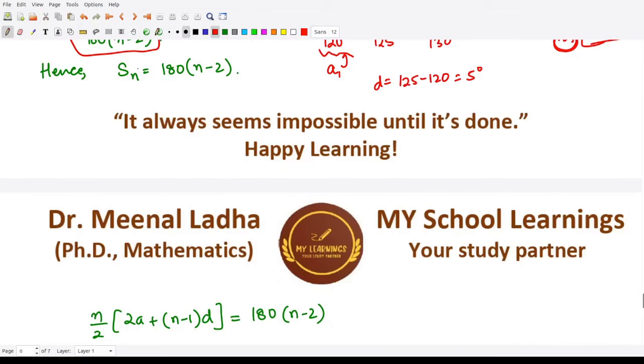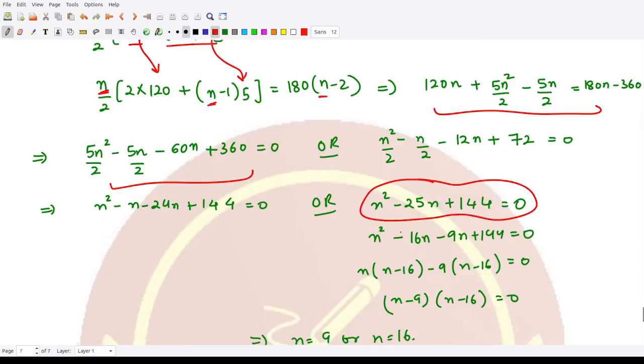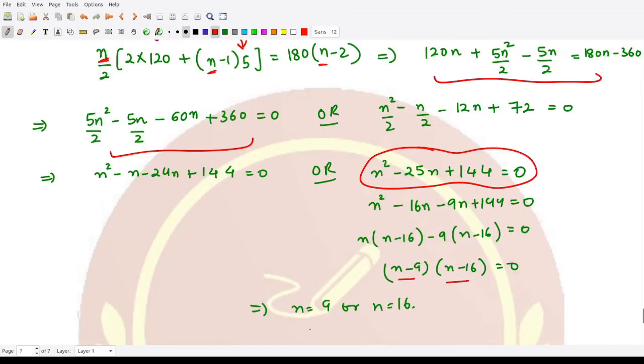We know the formula for Sn, the sum of the first n terms of the given AP. It is given by n by 2 into 2a plus n minus 1 times d. So you can substitute the value of a as 120 and the value of d as 5, and we need to calculate the value of n from here. We can simplify the expression and solve the quadratic equation we obtain. The factors become n minus 9 and n minus 16, so the value of n is either 9 or 16.